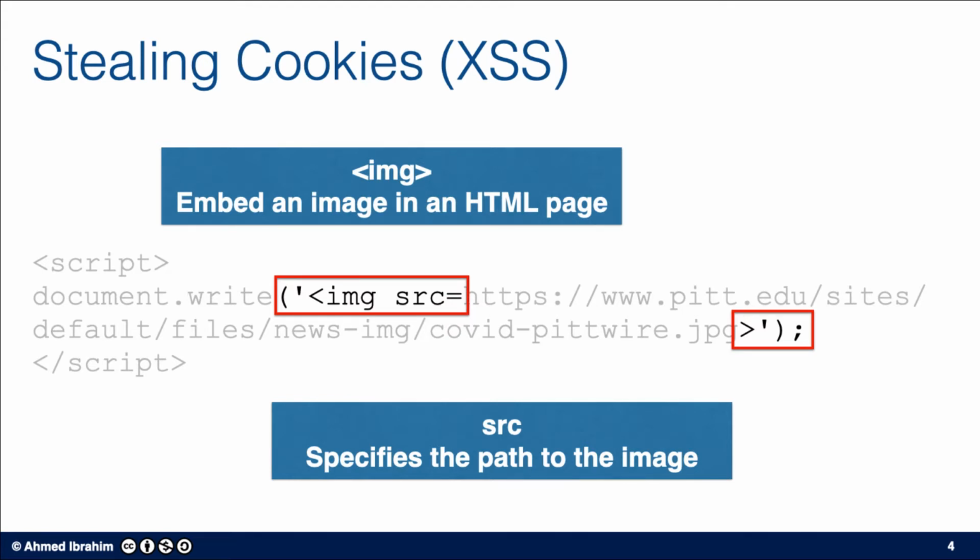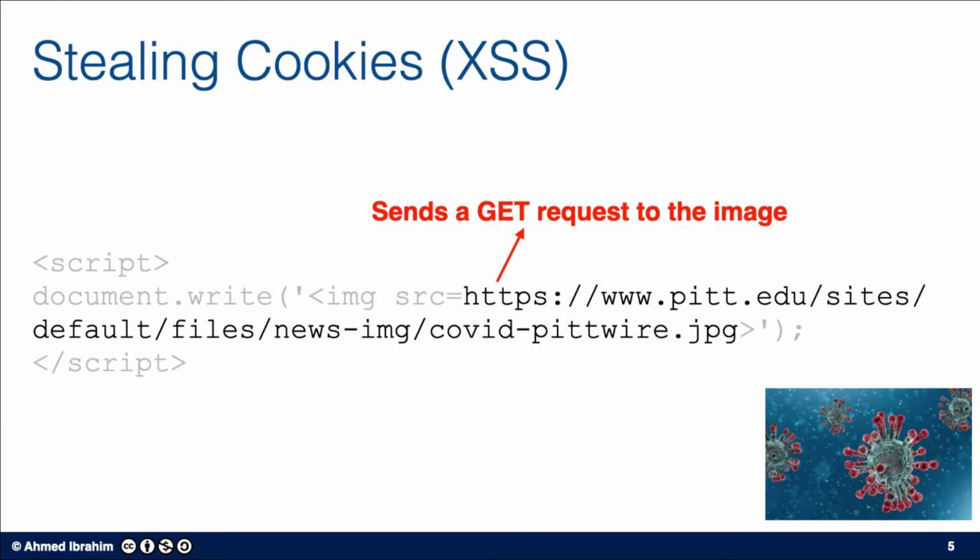In our example, we will be displaying an image that is accessible online. To do that, we specify the whole path to this image where it can be found online. This is the image, and that's the path to this image. When we do that, the page sends a GET request to this link in order to retrieve the image and display it on the HTML page.